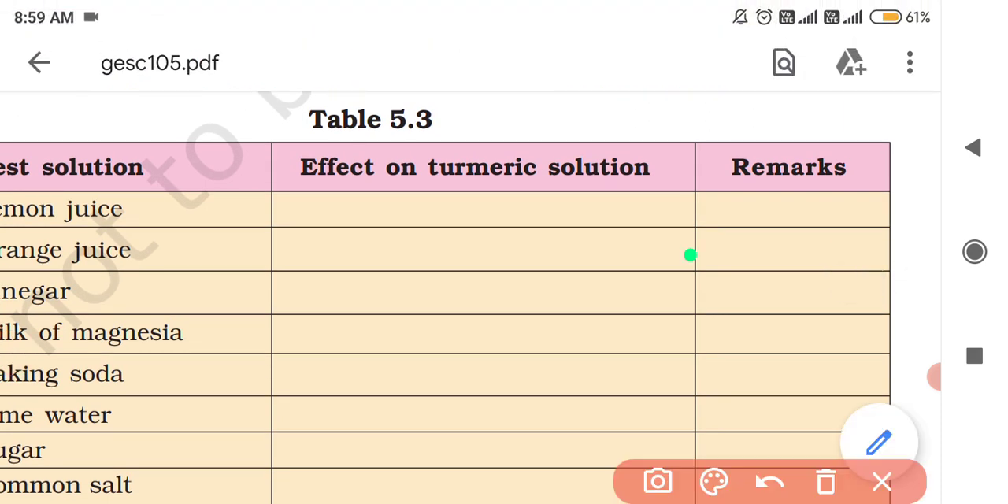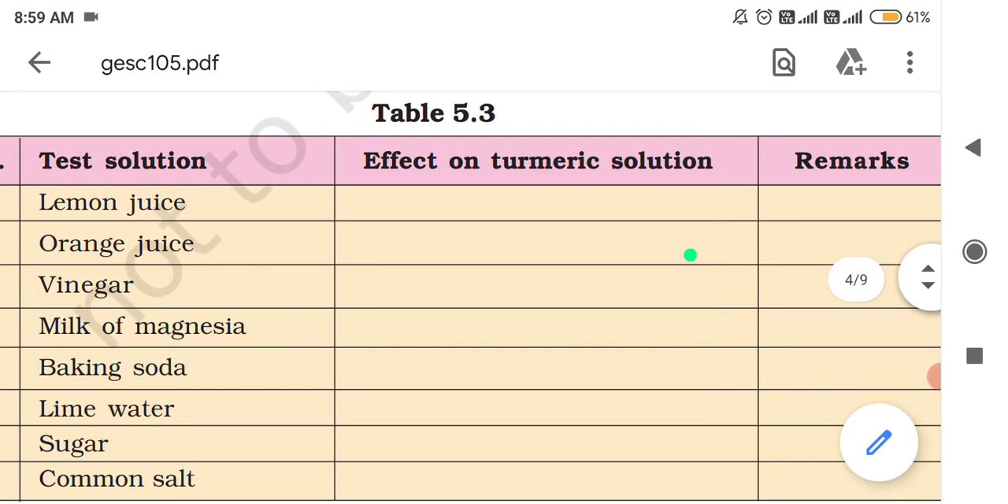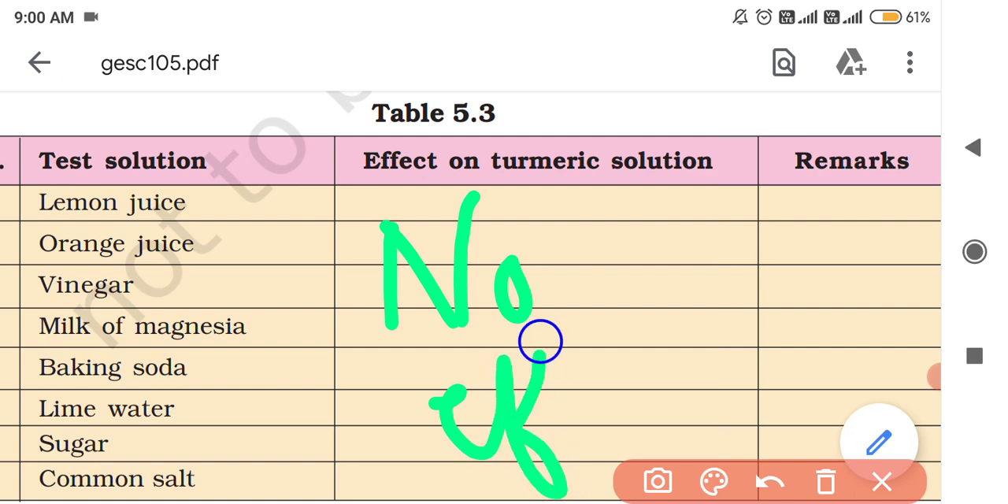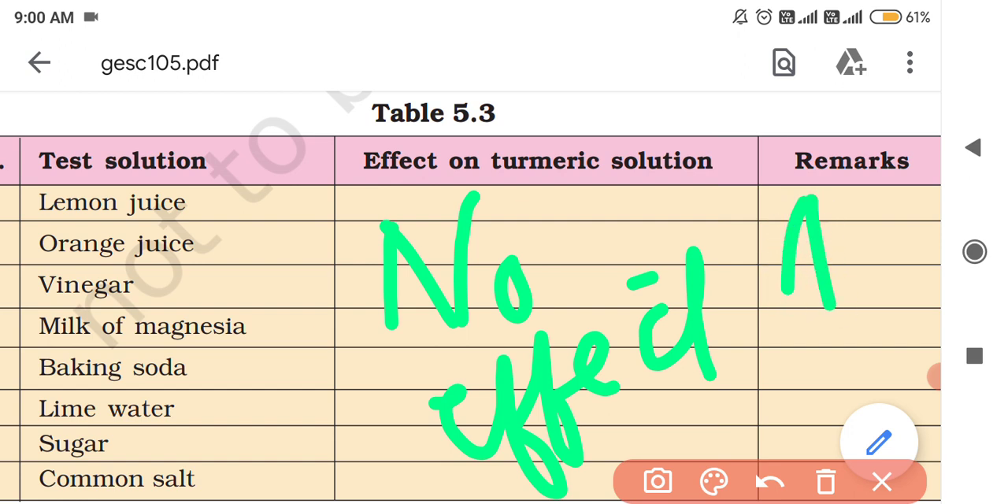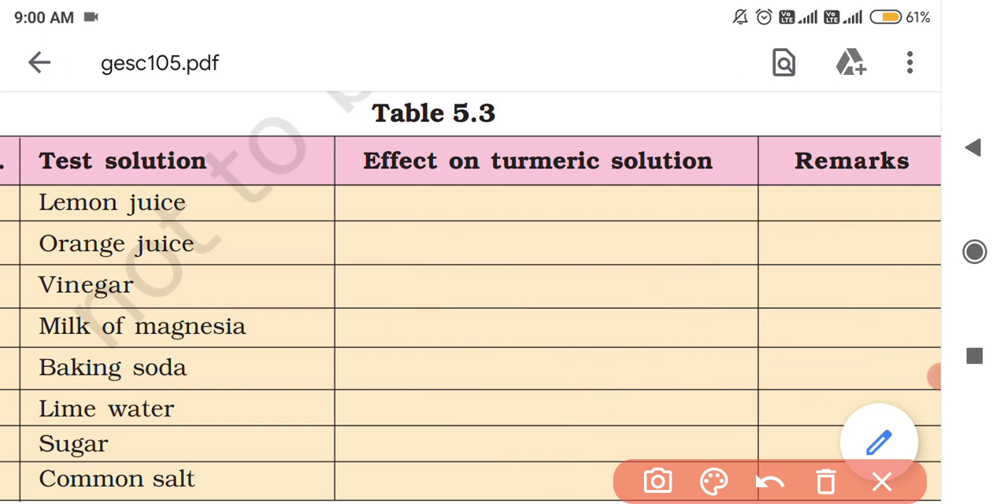First of all, let us consider lemon juice. Lemon juice is basically acidic, so an acidic solution will have no effect on turmeric solution. So for lemon juice you will write no effect. Then the remarks is: it is acidic. Clear?